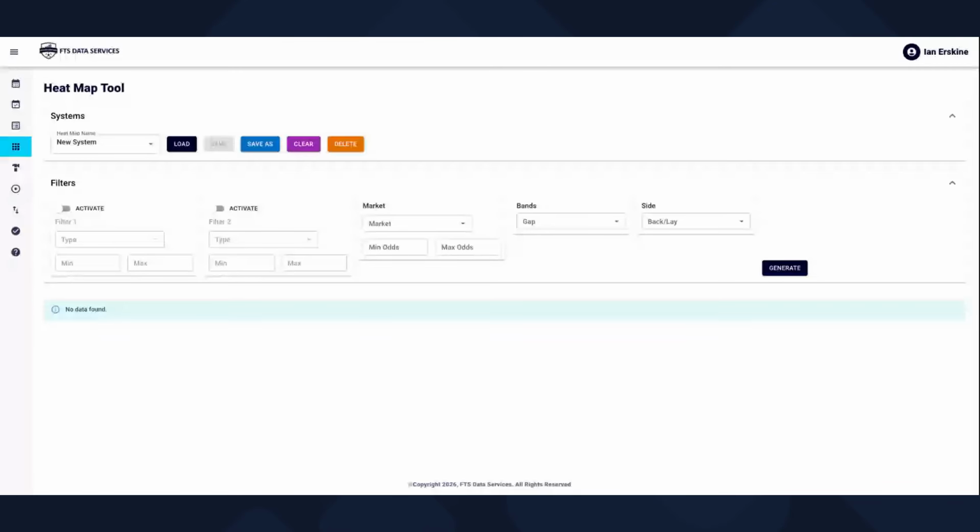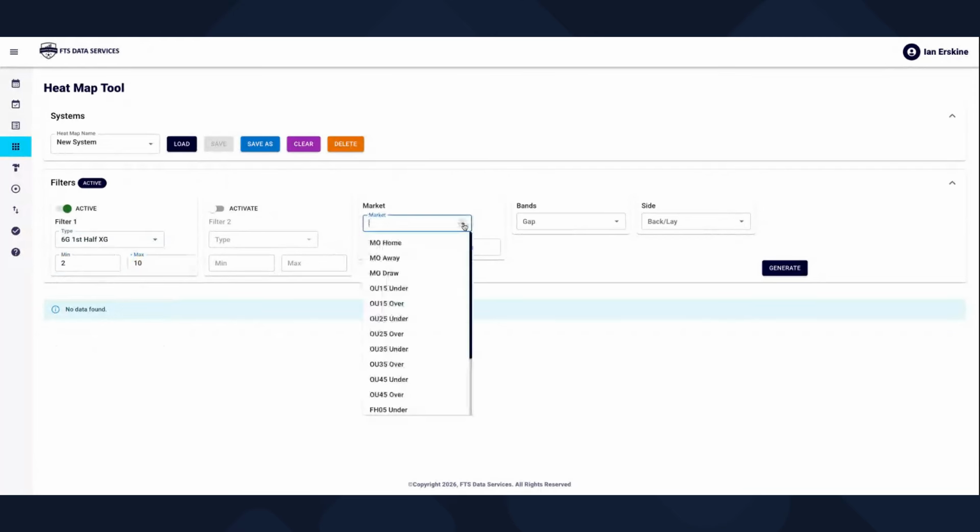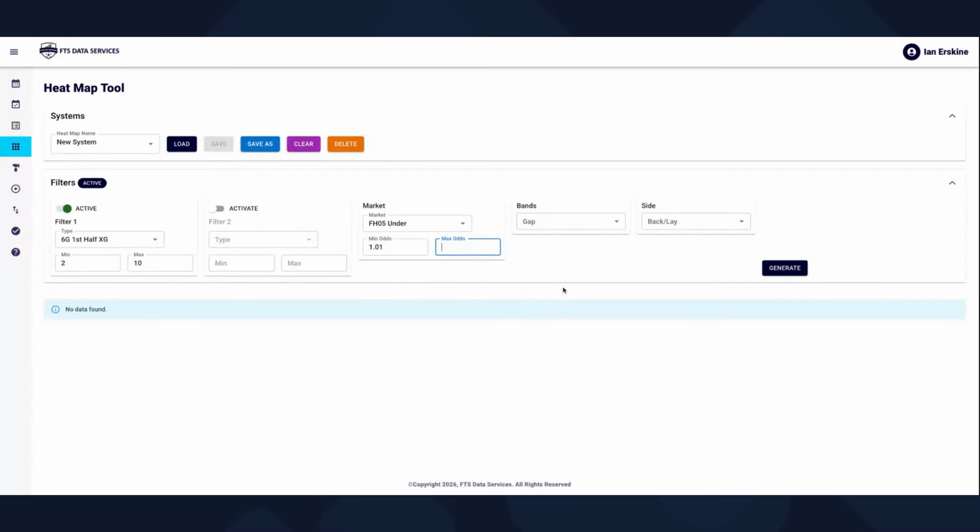This is the starting of our online database that we can show you. So in here we've built a heat map built in. So what I'm going to do is just activate that filter. I'm going to ask it to look at that 6-game first half XG, minimum 2. I'll put a max in of 10. The market I'm going to look at is the first half over under, first half under. I'm going to put in min odds of 1.01, max odds say of 6. I'm going to get it to look at the market in 0.1 intervals, and I want to look at the lay side. So I'm looking at laying under 0.5 first half goals, and we've got this 6-game first half XG greater than 2.